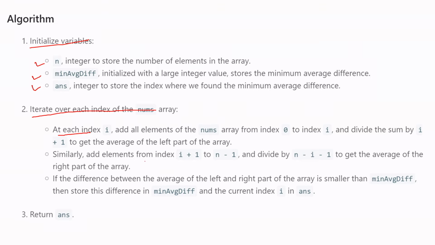And the last part is, if the difference of the averages of the left and right parts is smaller than the minimum difference, then we store the difference in the minimum average difference and the current index I in the answer, and we return the answer. This means we have to update the minimum average difference each time, and if the minimum average is at index I, then we return that index.